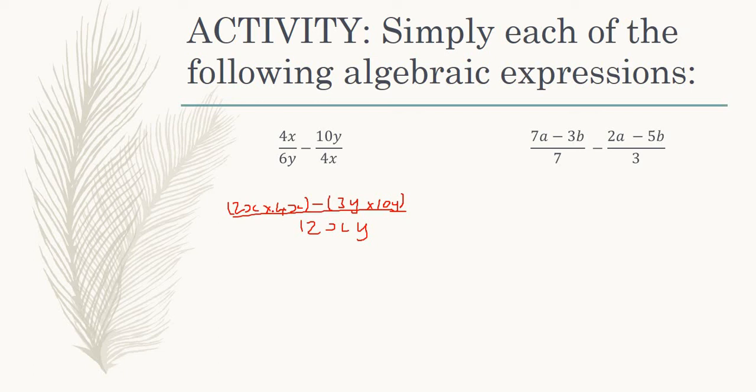2x times 4x, that's going to give us 8x squared. So if you didn't see it, it is 2 times 4, that gives you 8, and x times x, that gives you x squared. Put back your minus sign. And then it's going to be 3 times 10. That's going to give us 30. And y times y, that gives us y squared.